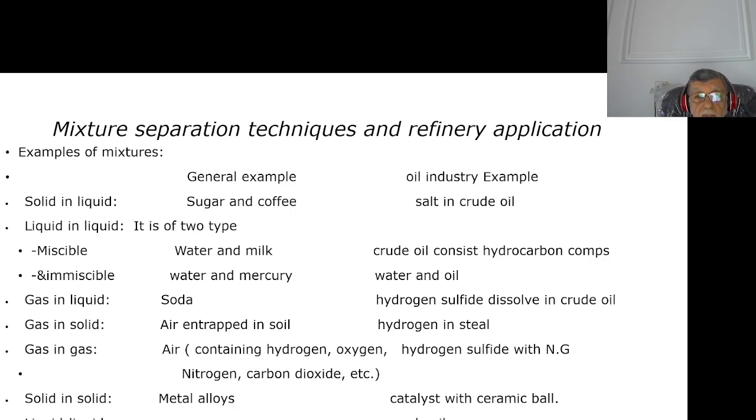We take examples about mixtures of different types. So either a solid in liquid mixture, liquid in liquid mixture, gas in liquid mixture, gas in solid mixture, or gas in gas mixture, or solid in solid, or liquid and gas, three phase. So we take the first example, solid in liquid, like sugar and coffee, or sugar with tea. Okay, this is a general example.